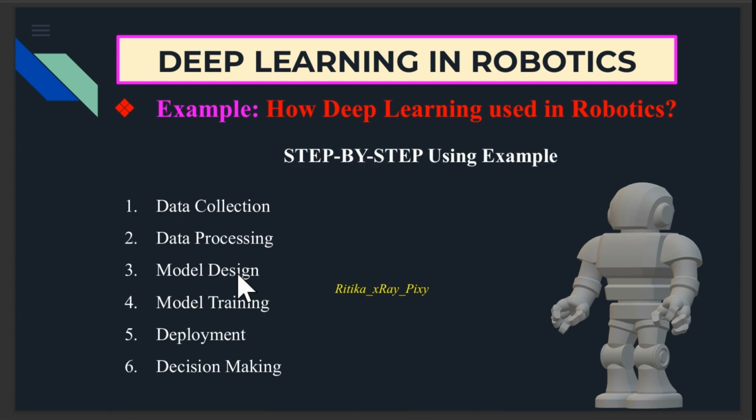Next, we have the model design. When the model is created, we will start the model training. Now suppose after training, this model achieves an accuracy of 95% on the validation set. It means it correctly identifies obstacles in 95 out of 100 cases. Done. Now the next step is deployment.